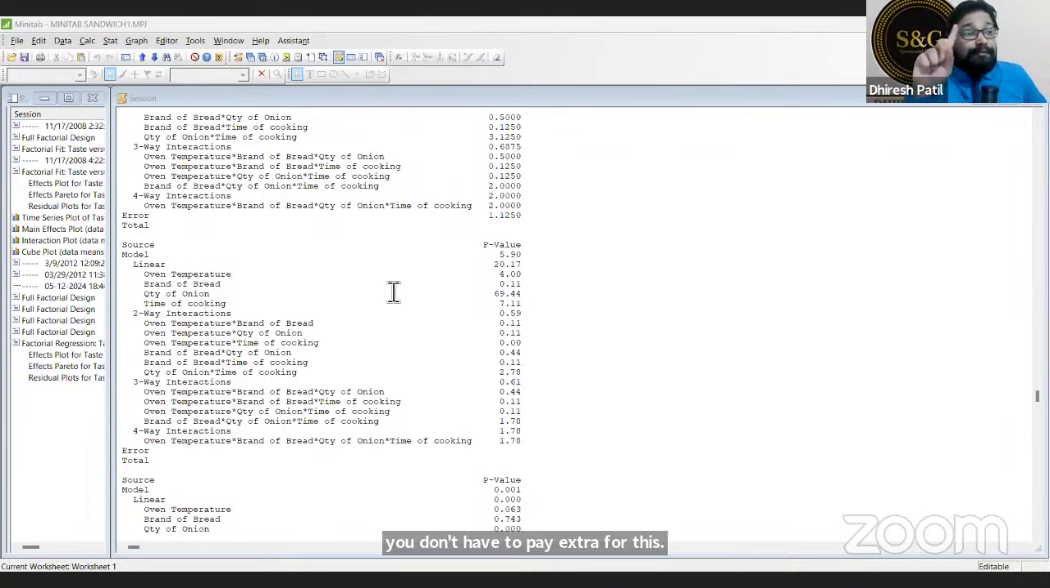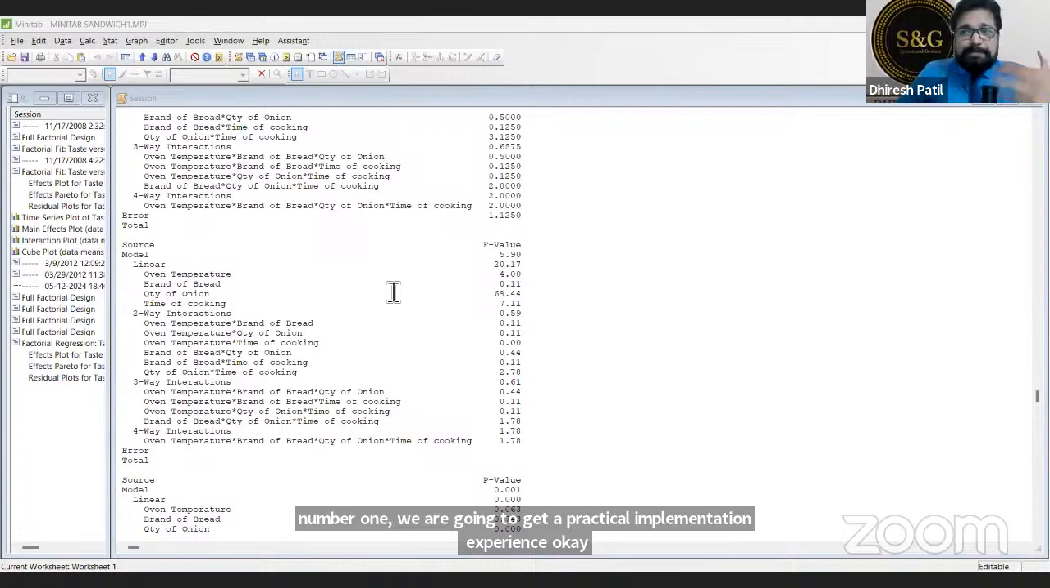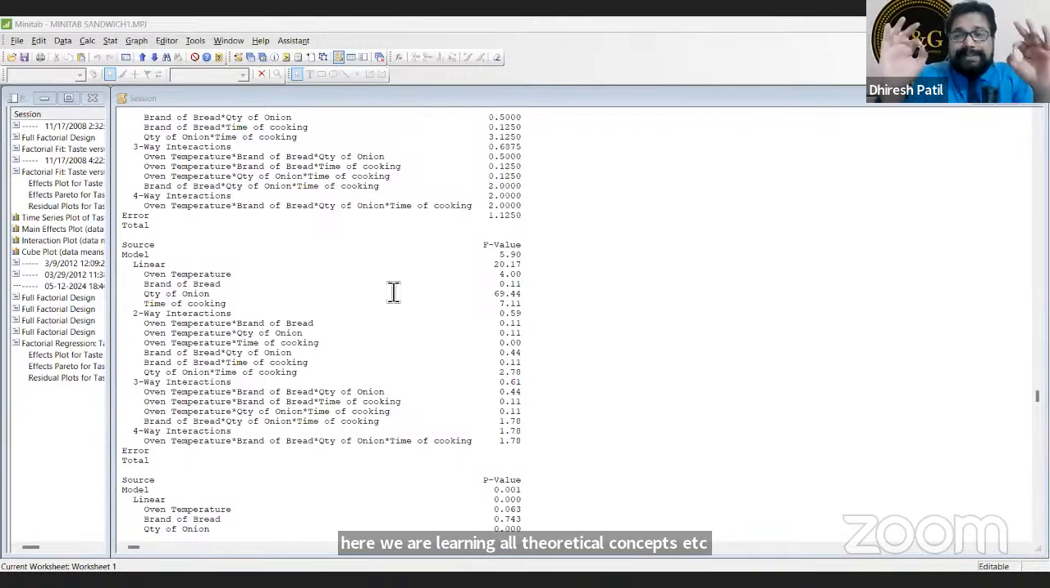No, sweet. For the first time, for SMEs, see, people are asking. So the point is, initially we don't have experience. There are two advantages we are going to get. Understand this. Advantage number one, we are going to get practical implementation experience. Here we are learning all theoretical concepts, etc. When you do practical implementation, then your confidence will be on the next level.